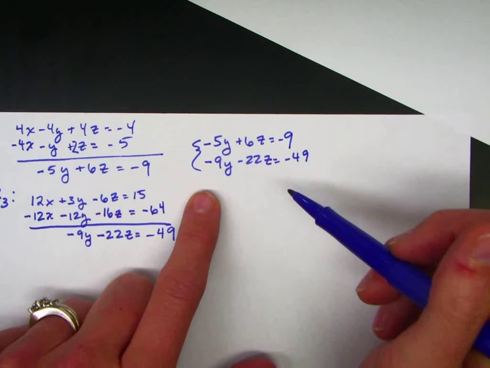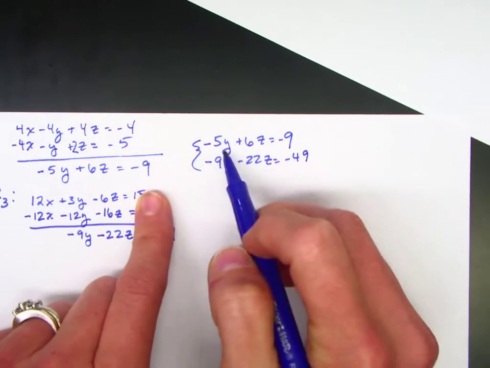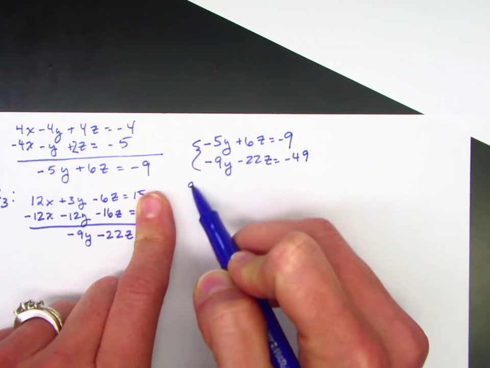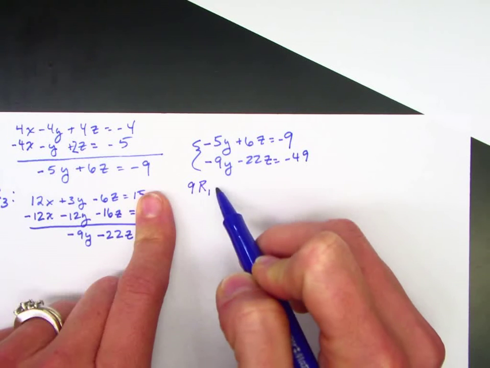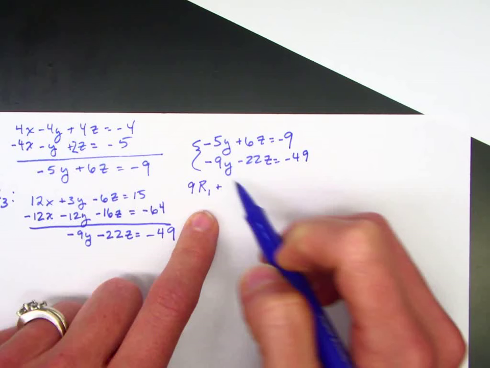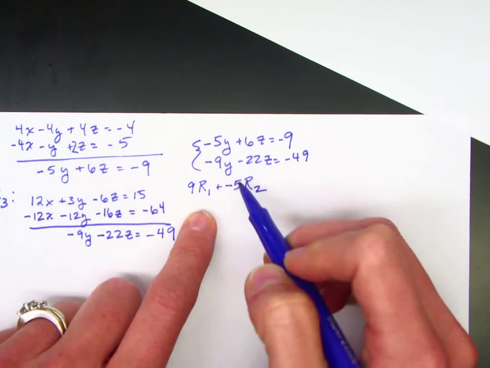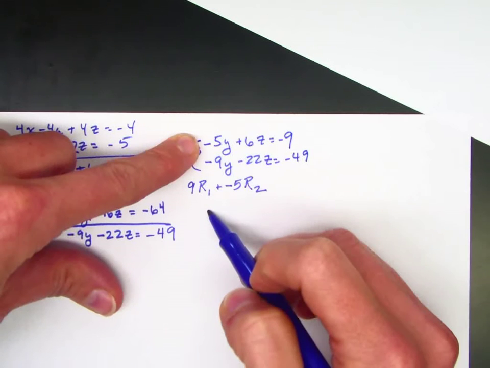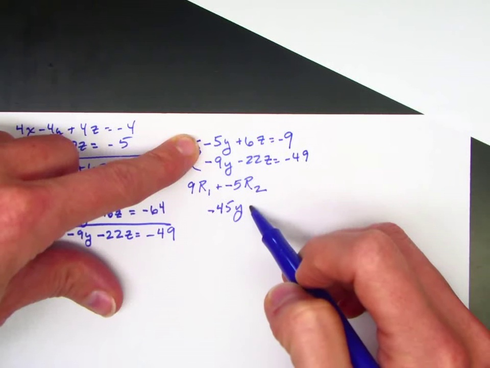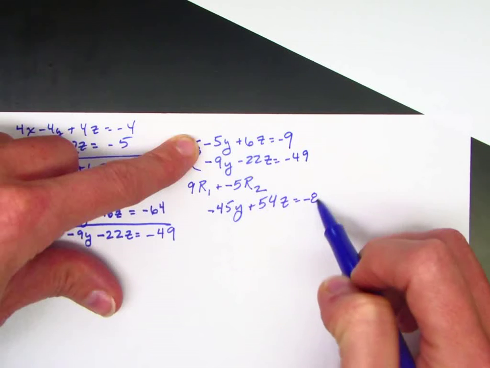All right, so I'm going to eliminate the y's. So that means I'm going to multiply the first one. I'll go ahead and multiply the first one by 9. So 9 row 1 plus, and then the second one I'm going to multiply by negative 5. So negative 5 row 2. So if I multiply the first one, I get negative 45y plus 54z equals negative 81.